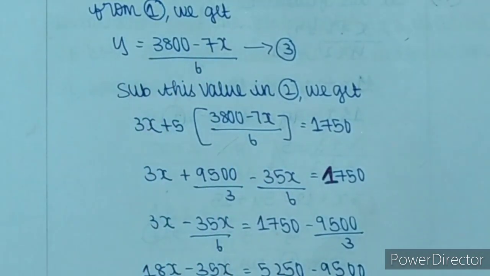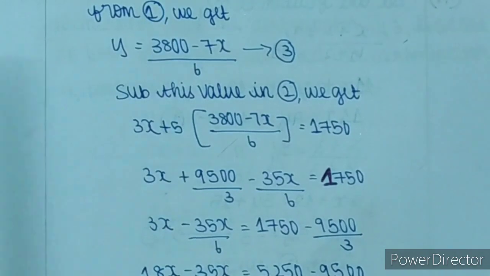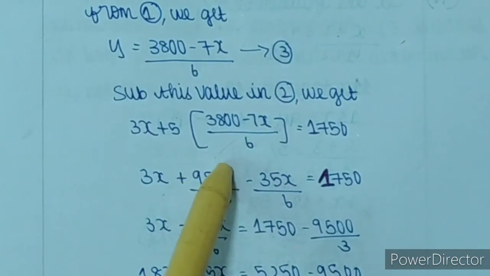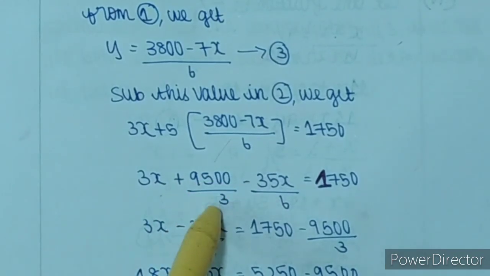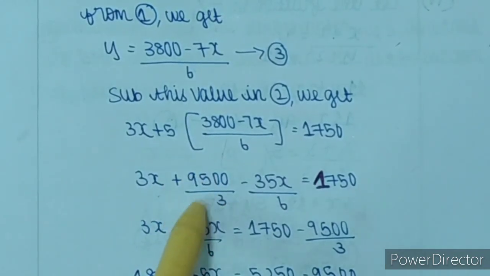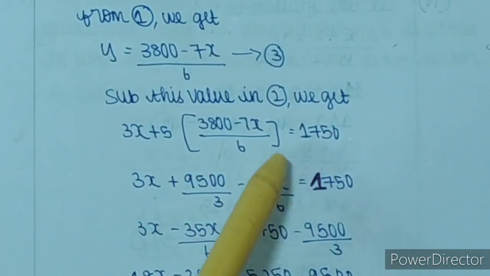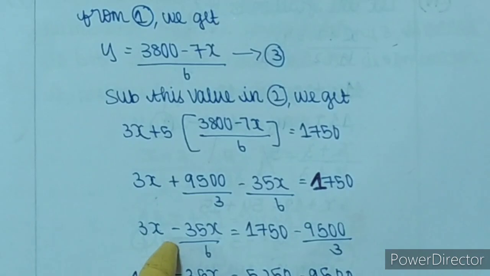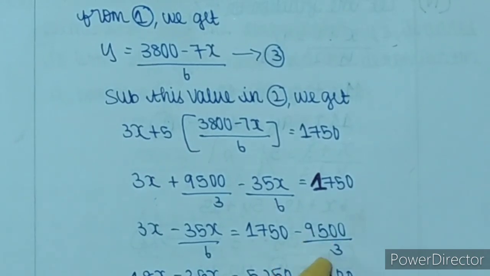That means this 6 is common to both 19,000 and 35x. So, when you split it and write 3x plus 19,000 by 6 minus 35x by 6, you can cancel 19,000 by 6 in the 2 table. So, therefore, 3x plus 9,500 by 3 minus 35x by 6 is equal to 1,750. Now, 3x minus 35x by 6 is equal to 1,750 minus this plus 9,500 by 3. On the other side it goes as minus 9,500 by 3.